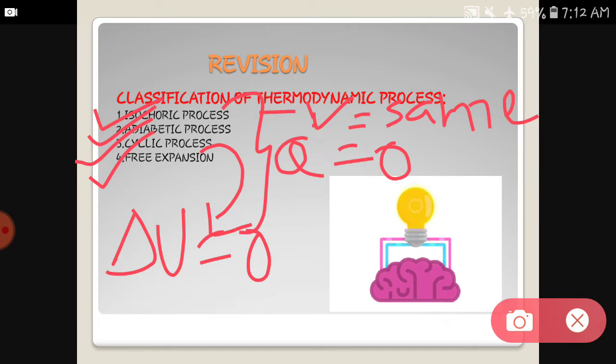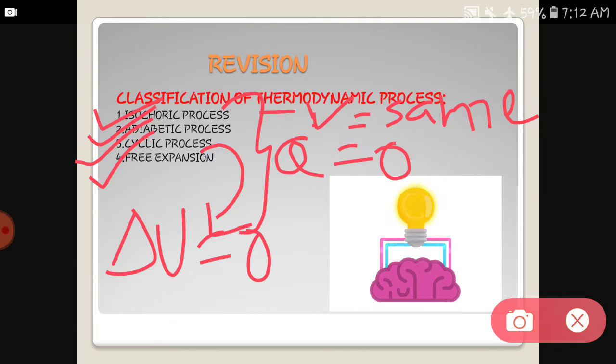Now the last one, which is free expansion. In free expansion, Q, W and even delta U, all the three terms which deal with the first law of thermodynamics, are all 0. Why is it so? Because this expansion is completely free, so the gas moves freely within the system. So Q, W and delta U become 0 in this case. So this is all about the classification of processes.